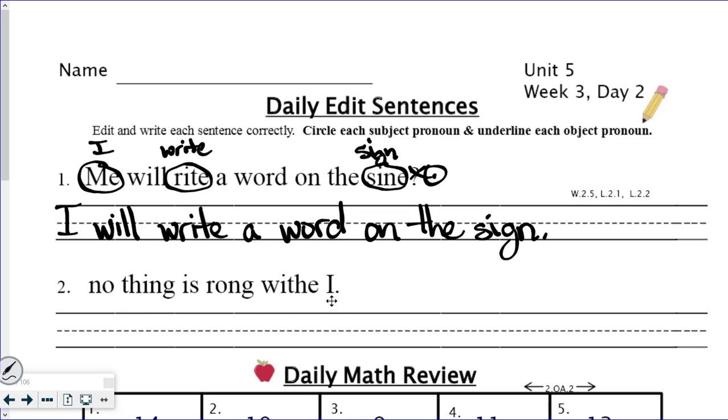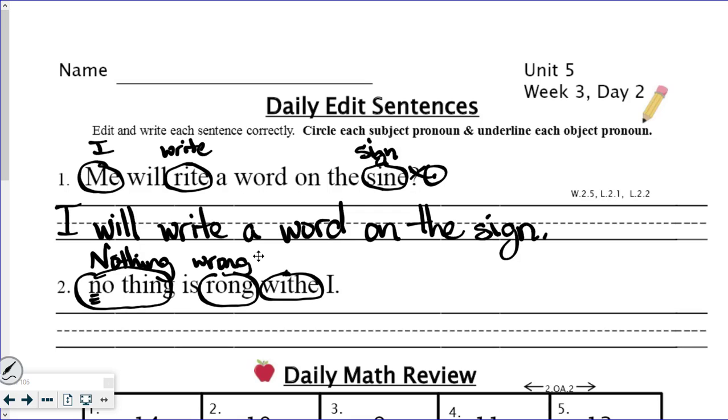Number 2, nothing is wrong with I. So this should be a capital, but also nothing is one word. It's not no thing, it's nothing. Nothing is wrong. Wrong has that R sound, but it's actually WR making the sound, then ONG. Nothing is wrong with. With doesn't have an E.